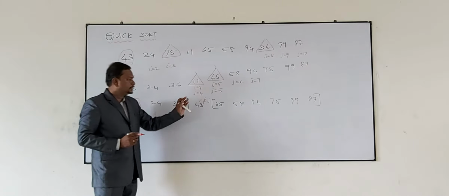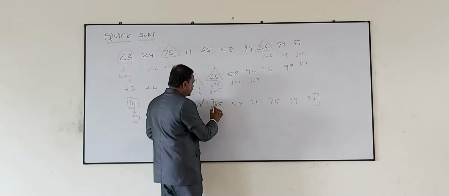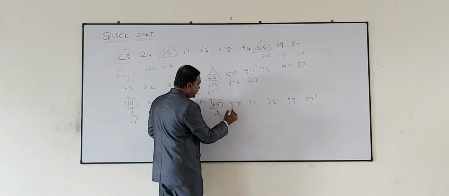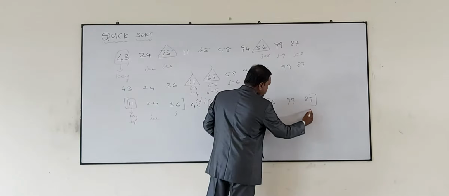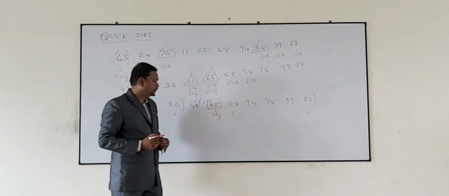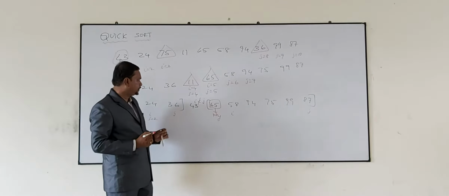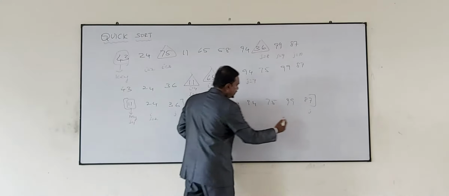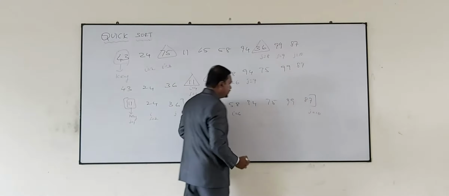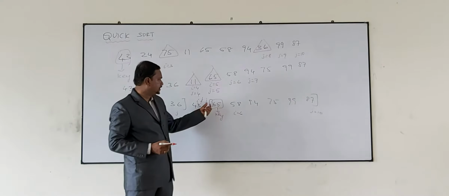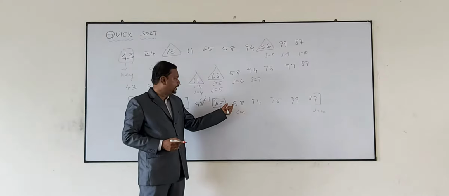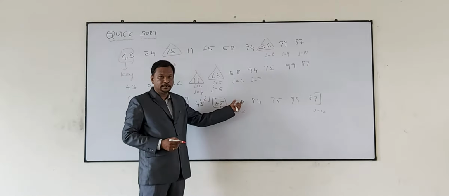Let me go to the second table. Here 65 is the key element now. Again we will set the two index variables I and j. Now the ith position is 6 and the jth position is 10. Again we will do the same process. 65 is compared with 58. We will find the first biggest number from left to right.